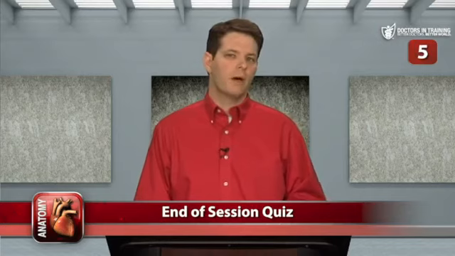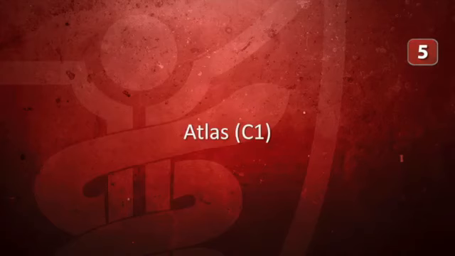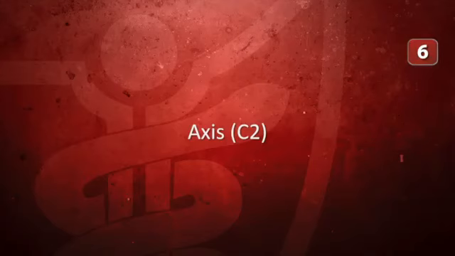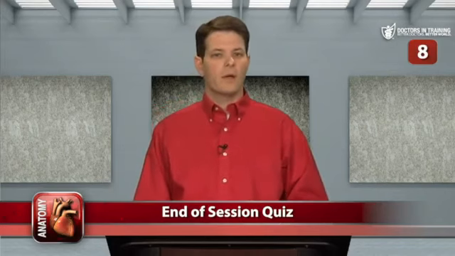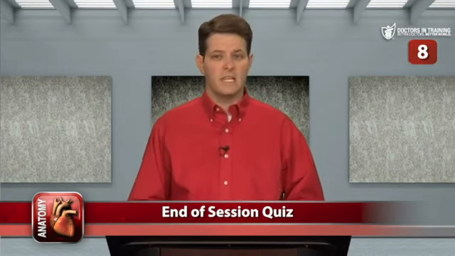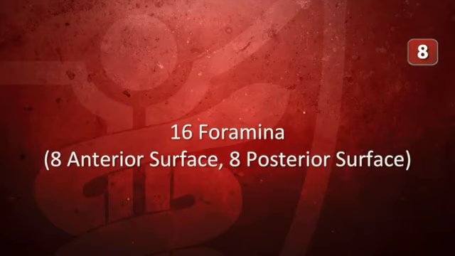Next, which vertebral body has paired lateral masses to support the skull? That's the atlas. Next one, which vertebral body is the strongest? It's the axis. Next, how many vertebrae fuse to form the sacrum? It's 5. Next, how many foramina are there in the sacrum, allowing for passage of nerves? So there are a total of 16 foramina. There are 8 on the anterior surface, 4 on the left, 4 on the right, and then 8 on the posterior surface. Again, 4 on the left and 4 on the right.